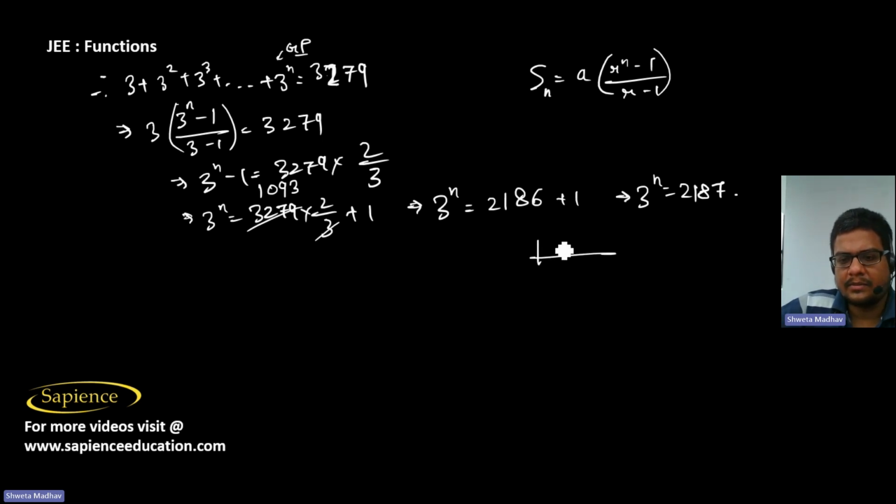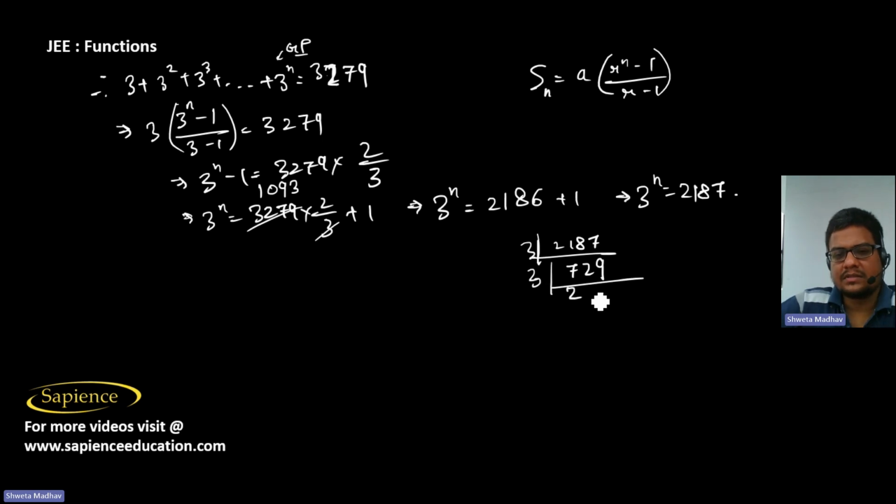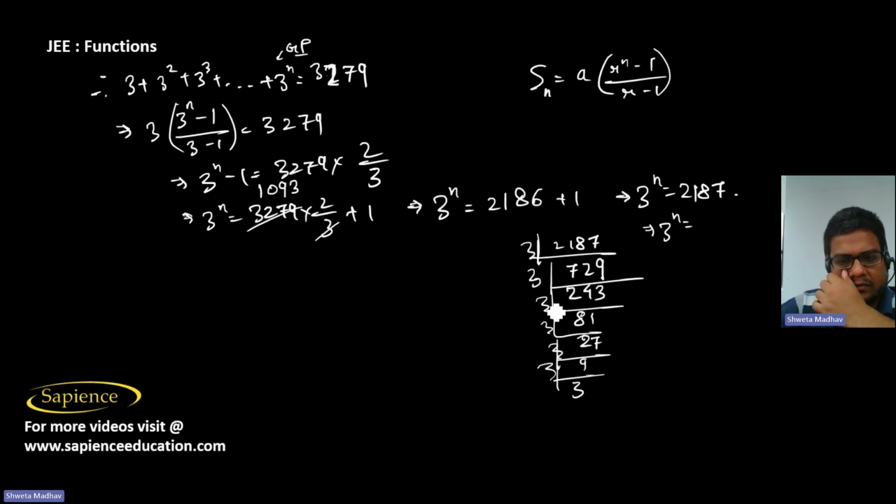So if we do the prime factorization of 2187, we get 3 sevens are 21, 3 twos are 6, 3 nines are 27, 3 threes are 9. So therefore this 3 power n is equal to, here we have 1 2 3 4 5 6 7, that is 3 power 7. 3 power 7 is 2187. So therefore n will be equal to 7.